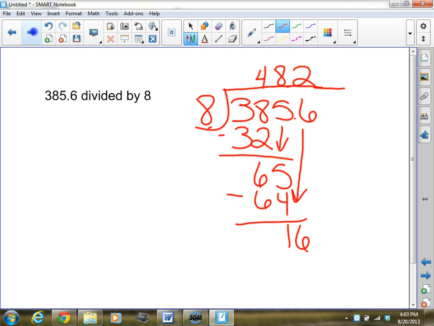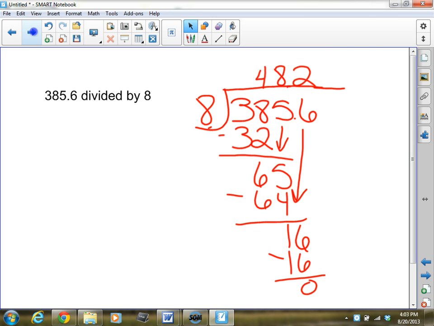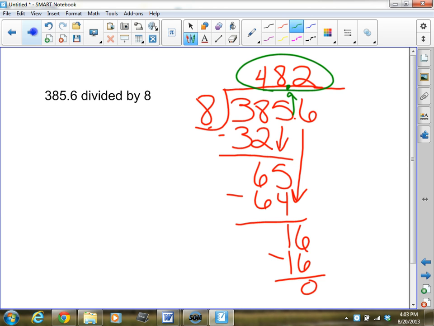See, even teachers accidentally write the number wrong sometimes. So let's finish the problem out. Nothing left over. I don't need to add any zeros at the end. I need to bring up that decimal straight up. So my answer is 48 and 2/10.